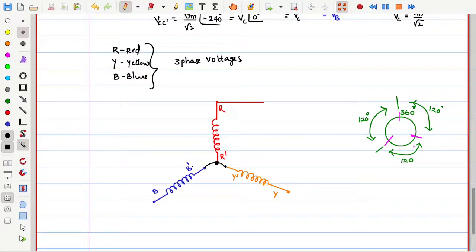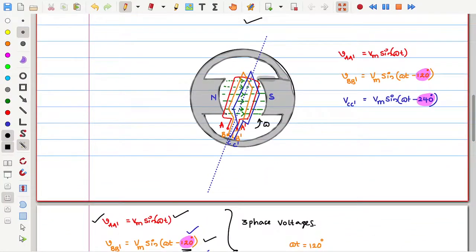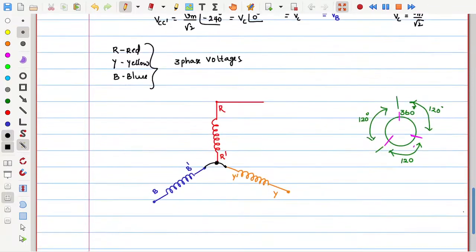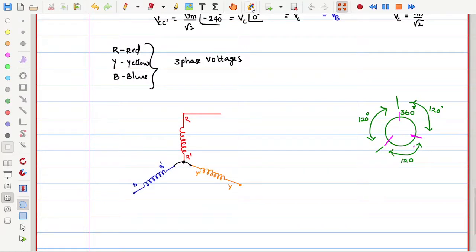Now what we are doing is that these three coils, we can make a three-phase generator with the connection as a star. Now, if I take this entire thing as a generator, try to observe. Let me extend these terminals. This is R, this is Y, this is B. So these are the three terminals.